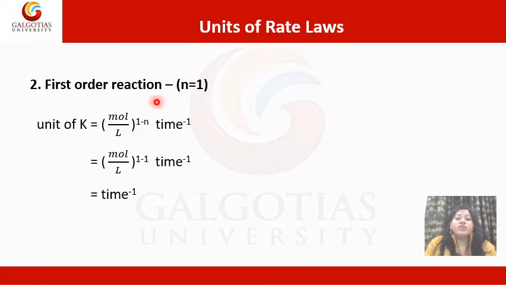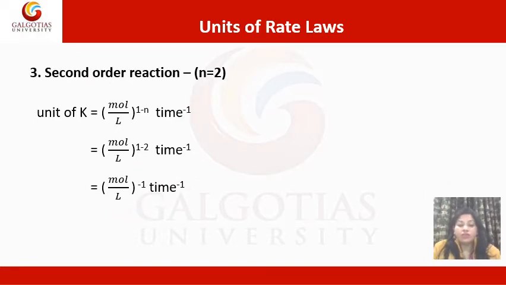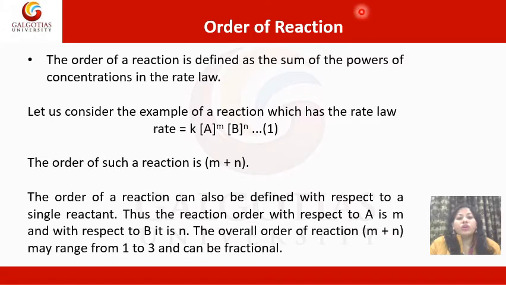Similarly, for the first order reaction, the unit of k is (mole per liter)^(1 minus n) time inverse. So in place of n, we put the value 1 because we calculate for the first order reaction. So we get time inverse. For a second order reaction, we put the value 2 in place of n, then we get liter per mole time inverse. What is the order of reaction?